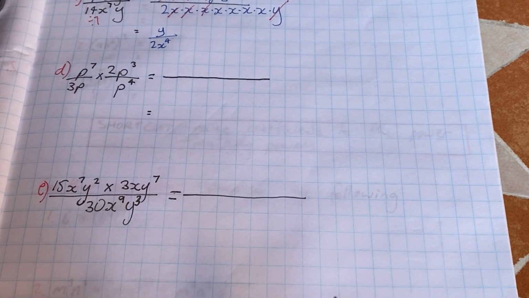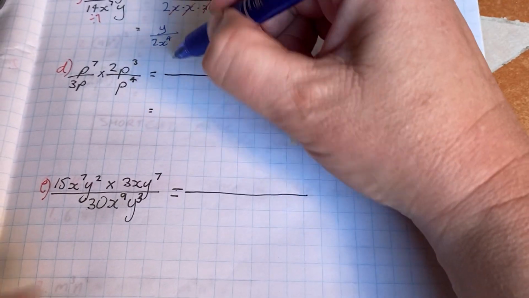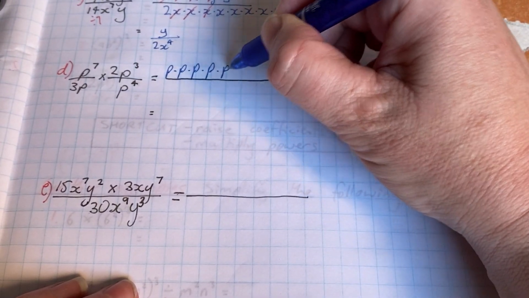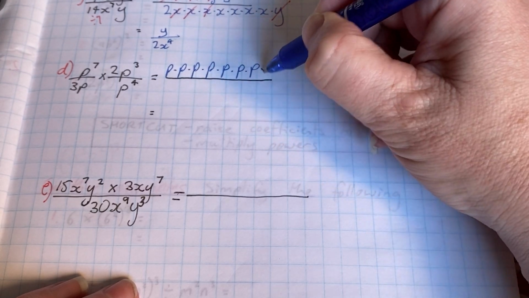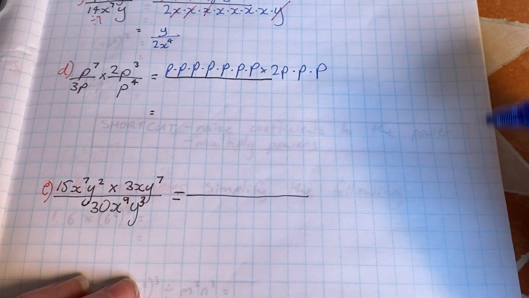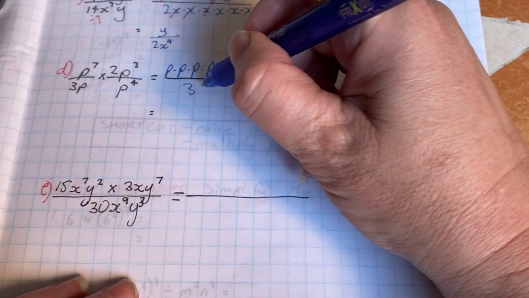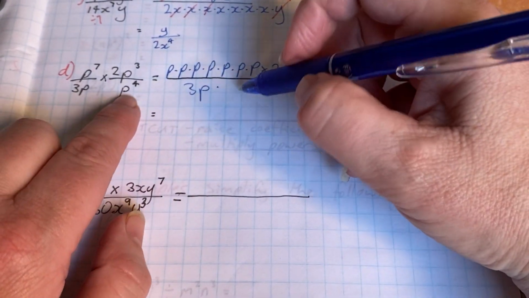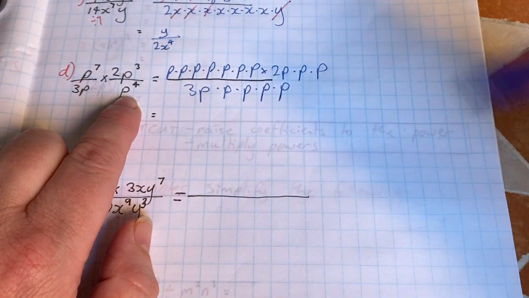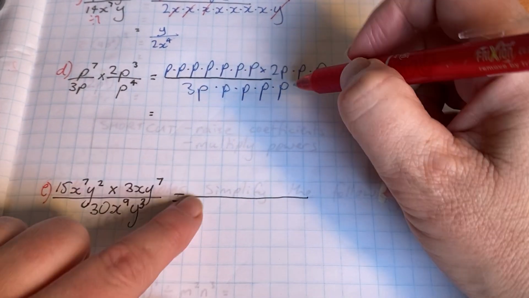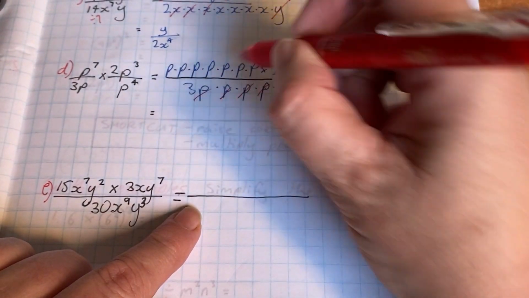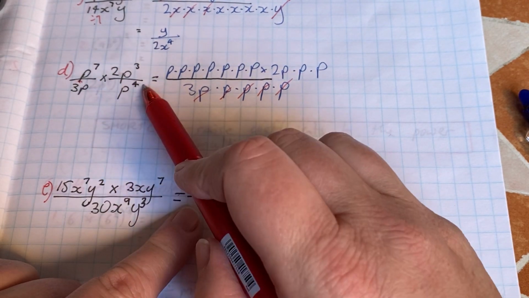Okay, let's have a go at these ones. So we've got p times p times p times p times p times p times p times 2p times p times p on the top. And on the bottom, 3p times p to the 4. So 1, 2, 3, 4. Let's do some cancelling. 5 p's altogether on the bottom. 1, 2, 3, 4, 5. Right, 1 there and 4 there, making 5.